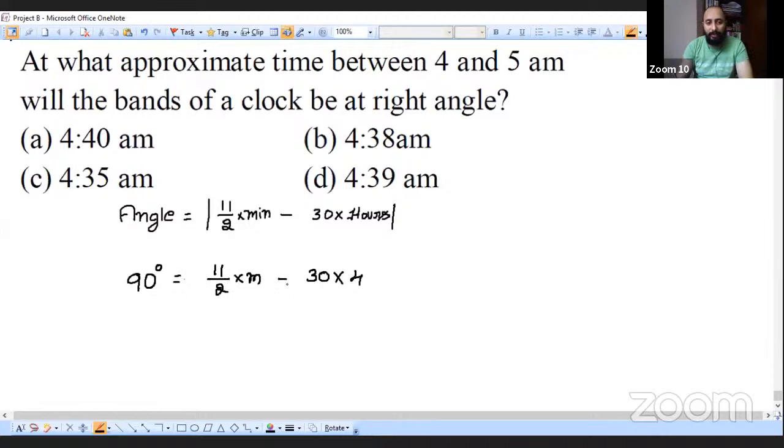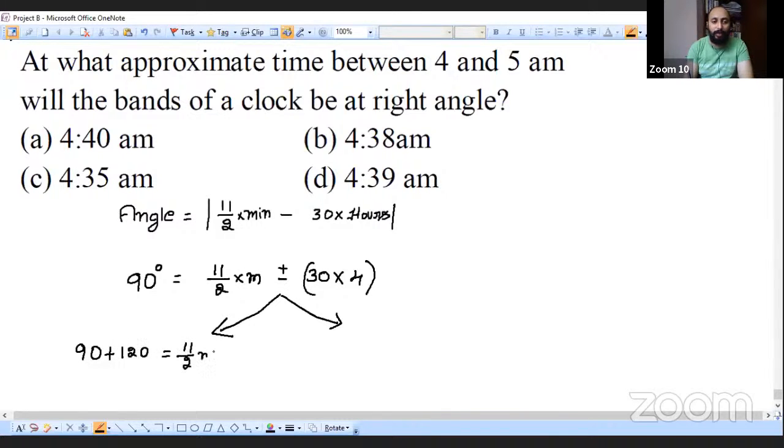So there are two ways here. Since it is modulus, I can take plus or minus here. So there can be two things happening. That is 90 plus 120 is equal to 11 by 2 m. It can happen, or it can be negative also. That is 120 minus 90 is equal to 11 by 2 into m also.